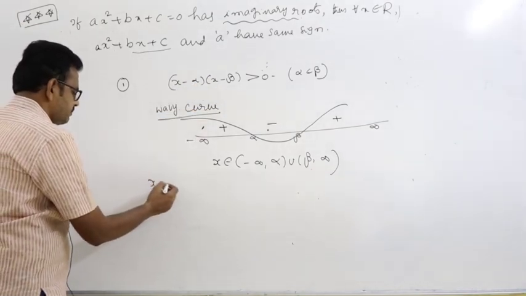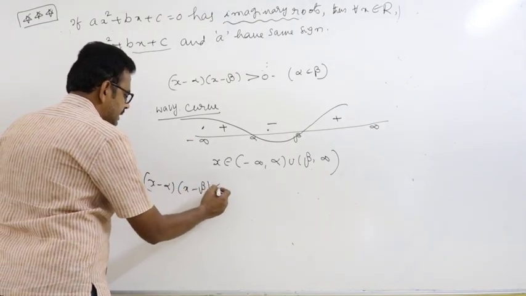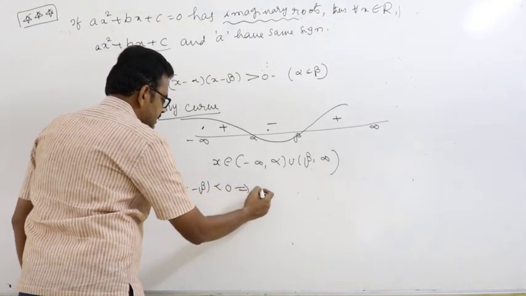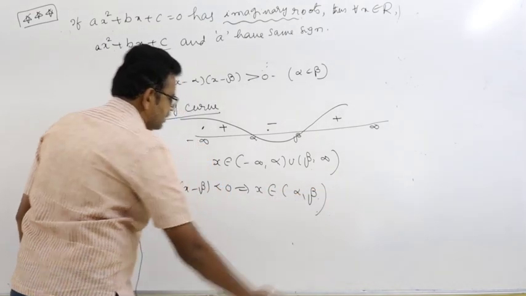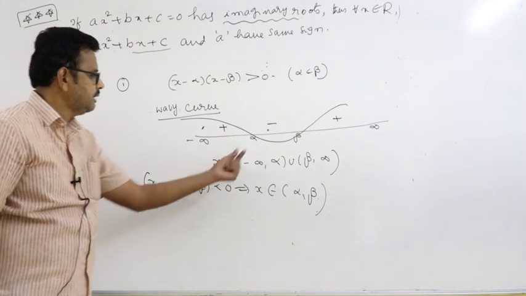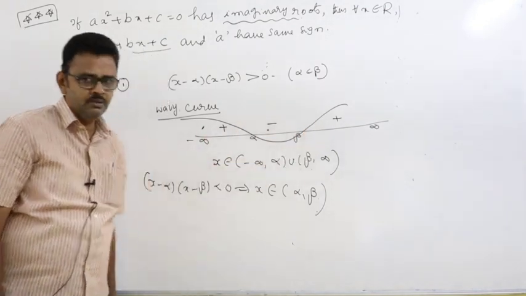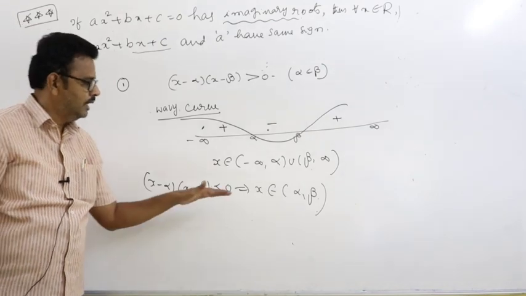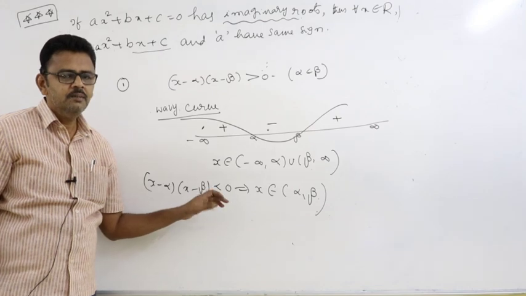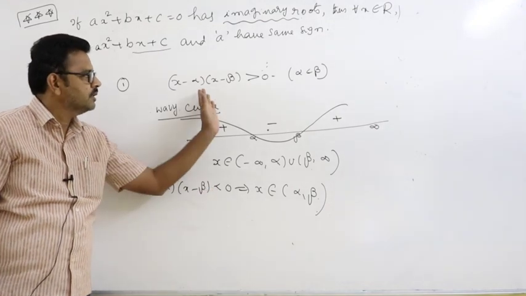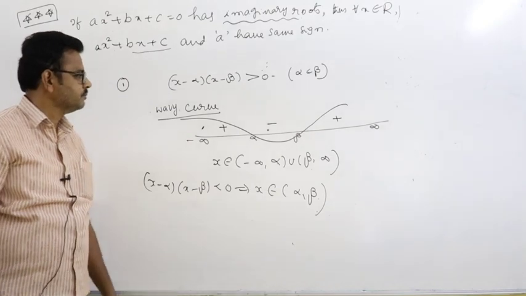And where is it negative? x minus alpha into x minus beta is less than 0 implies x belongs to alpha comma beta. In the interval alpha beta it is negative, and outside the interval it is positive. Already I discussed this and I gave some problems also. I am expecting maybe you have solved these problems also. So once again I recollect.